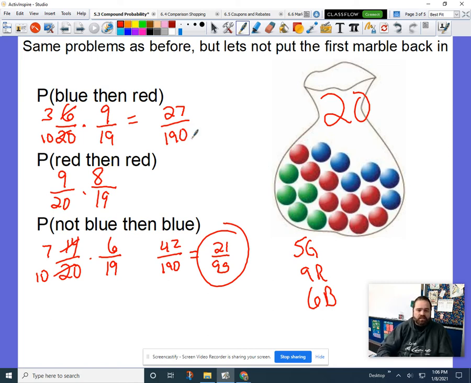So let's see. 20 and 8, that's 4 and 10. And go down again, that's 2 and 5. So that is 18 out of 95.